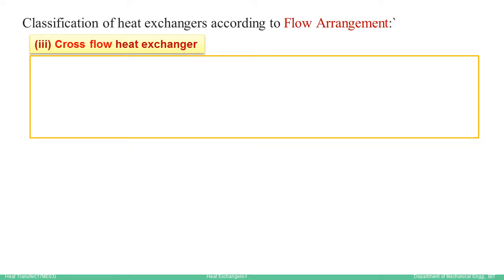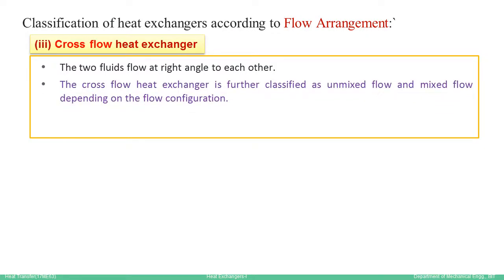And the third case, according to flow arrangement, is cross flow heat exchanger. In this case, the two fluids between which heat exchange takes place flow at right angles to each other. So this may be further classified as unmixed flow and mixed flow depending on the type of configuration.